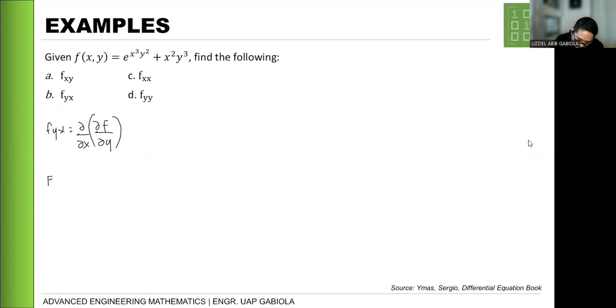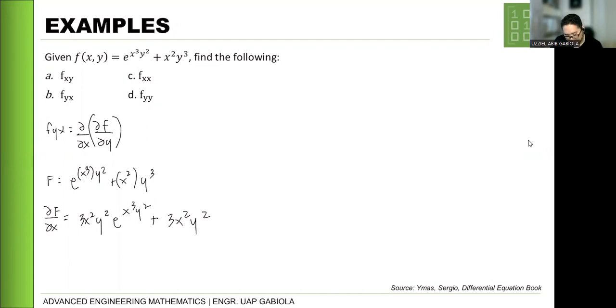So our function f will be x cubed y squared plus x squared y cubed. Okay? So the partial of f with respect to x, we derive here. So we have 3x squared y squared, x cubed y squared, plus 3x squared y squared. Okay? So that is our first partial.